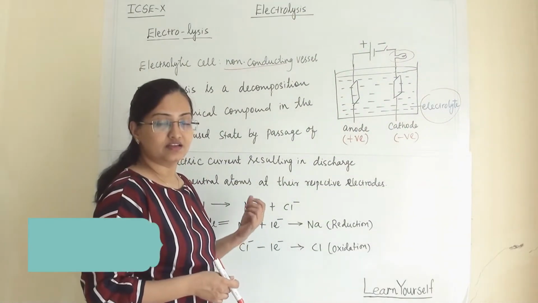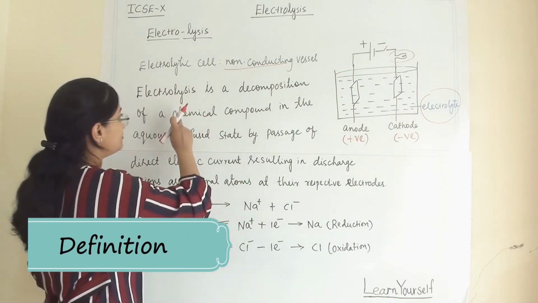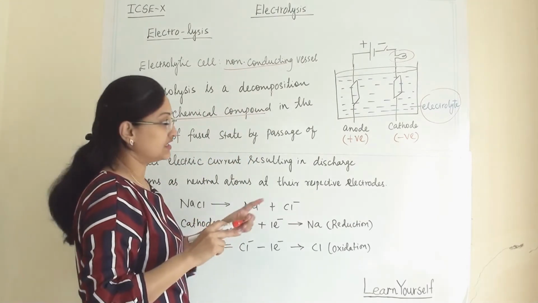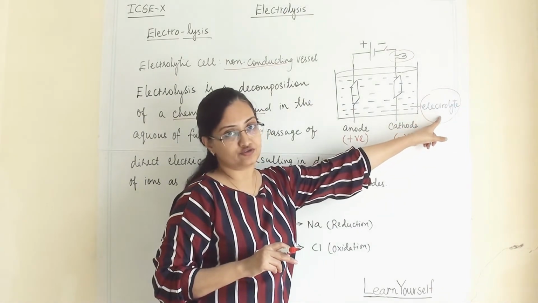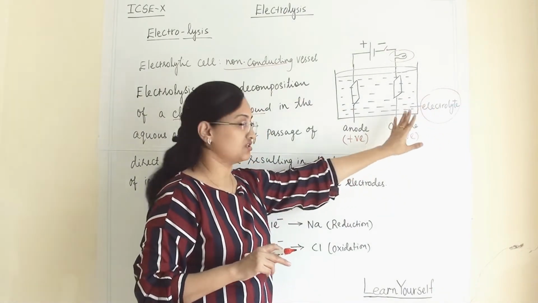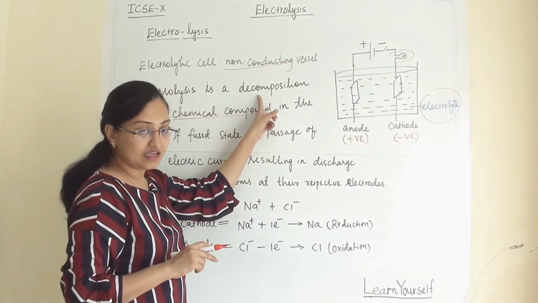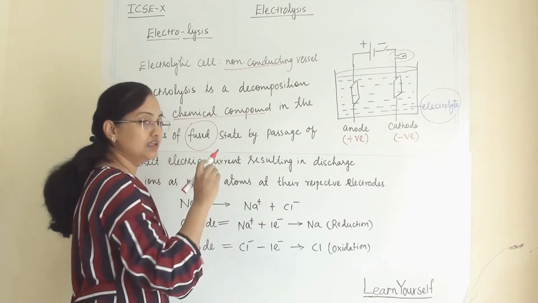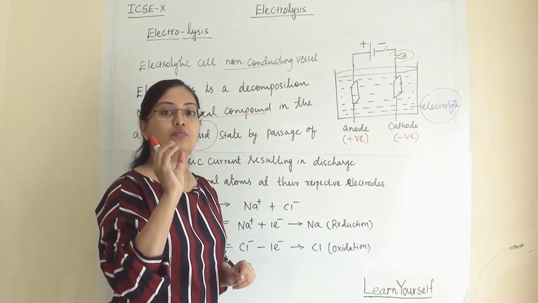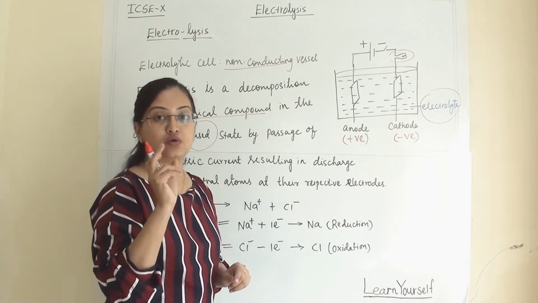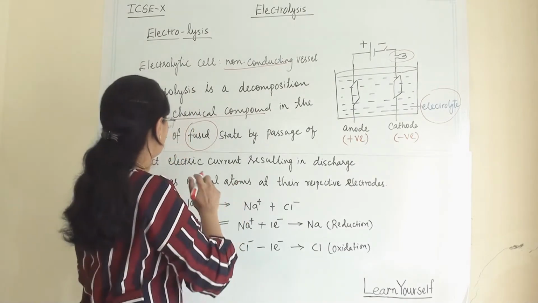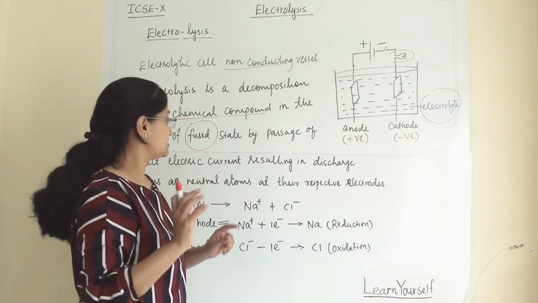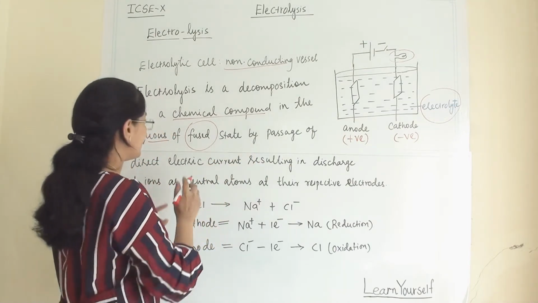Now let us understand the definition of electrolysis. Electrolysis is the decomposition of a chemical compound. Which chemical compound? The compound present in the electrolyte as an electrolytic solution. That compound will be decomposed in the aqueous or fused state. Aqueous means it's a solution and fused state means a moist paste, with a little bit of water, which will also pass the current, by passage of direct electric current.